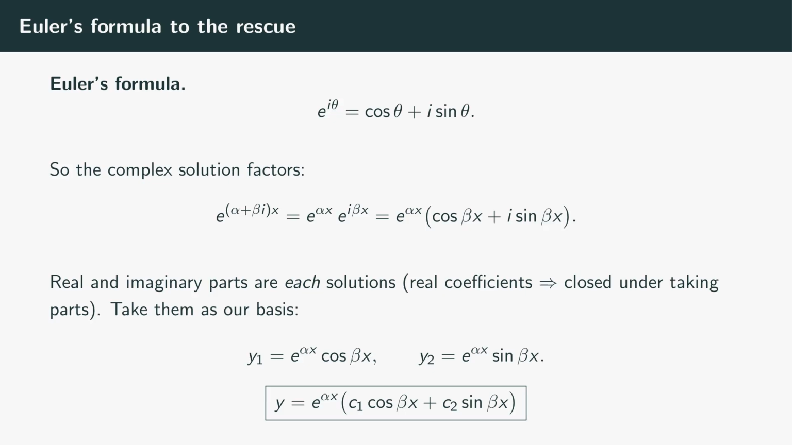When the equation has real coefficients, the real part and the imaginary part of any complex solution are each, separately, real solutions. So we throw away the complex packaging and keep two real functions, e to the alpha x cosine beta x and e to the alpha x sine beta x. They are independent, so the general solution is e to the alpha x times the quantity c1 cosine beta x plus c2 sine beta x.